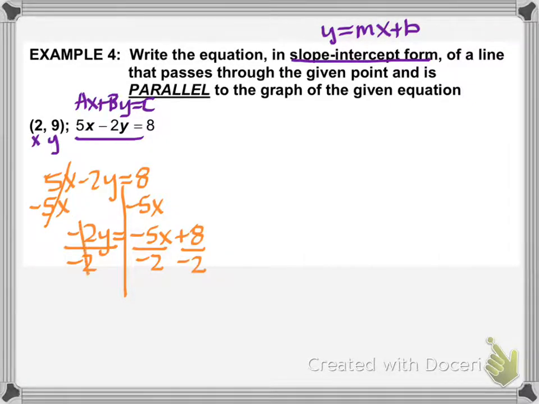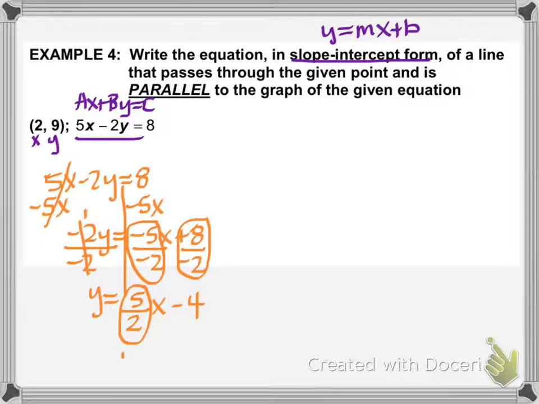On the left, negative 2 divided by negative 2 is 1. 1 times y is y. So I've got y equals. On the right, I'm going to simplify or reduce these fractions. Negative 5 over negative 2, when you have a negative in the top and bottom, that simplifies to a positive. So positive 5/2 x. And then 8 over negative 2 simplifies to negative 4. But the whole purpose of doing this was to find the slope of that line, which I can now see is 5/2. That's the slope of this line.